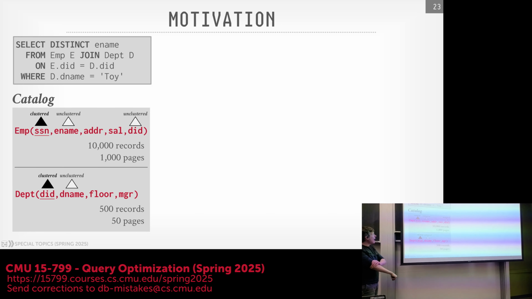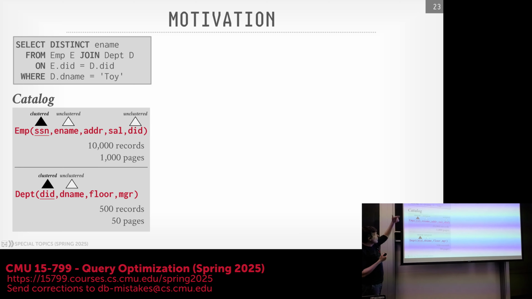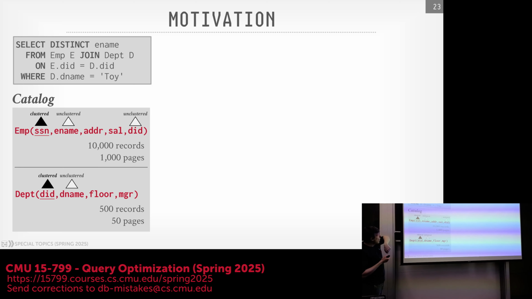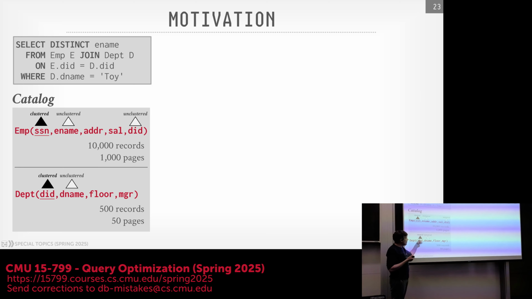So say that we have 2 tables in our database. We have departments and employees, and we're trying to find all the distinct employee names of employees that are working in the toy department. So in our catalog, we'll keep track of what indexes we have, whether they're clustered or unclustered, and a rough approximation for the number of records we have and how many pages we have.